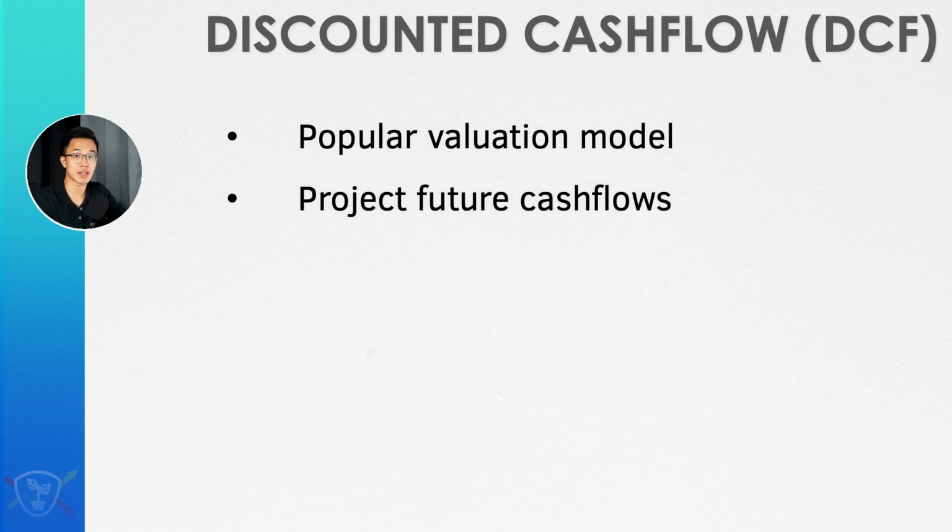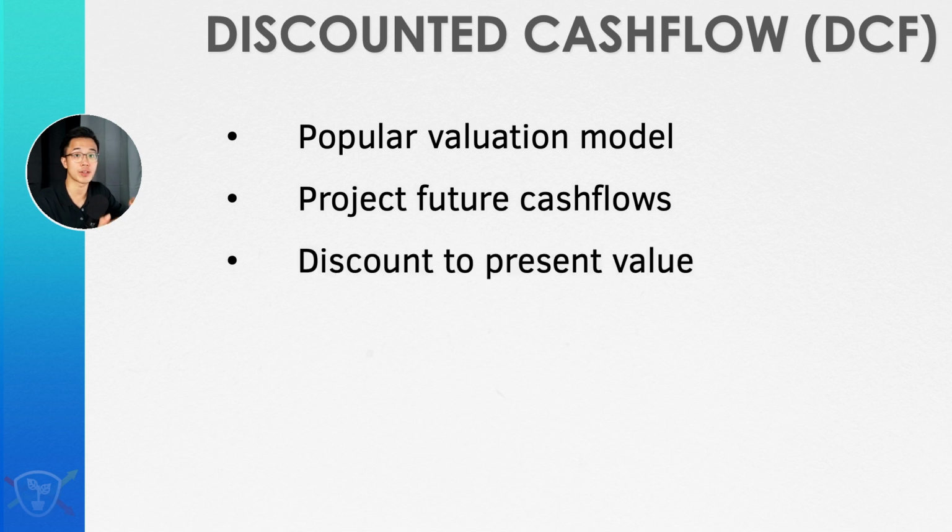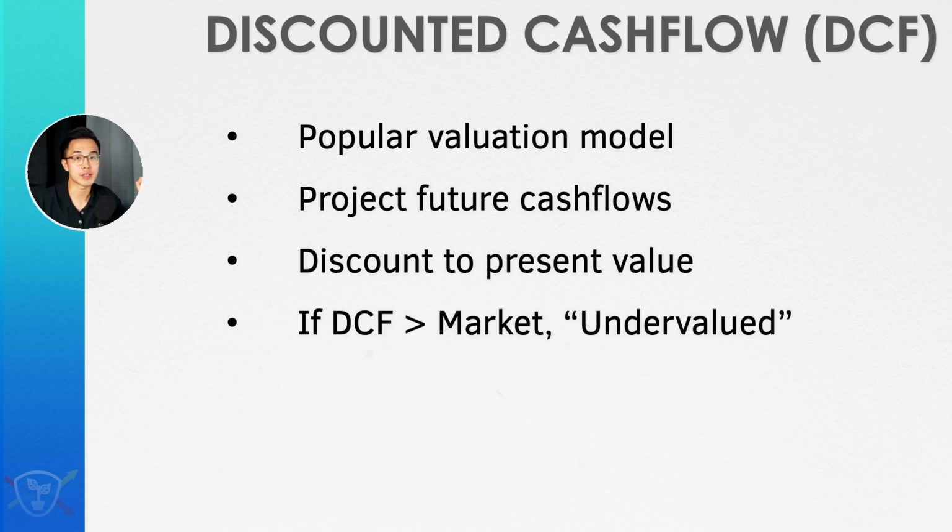And then we take these numbers, these projections of future cash flows, and we convert them into a number that tells us its value today. So this gives us a basis to compare with what the stock is trading for in the market today. The idea here is that if the DCF value is higher than the current market price, then there's a possibility that the market has undervalued this particular stock, this particular company, and maybe it's actually worth more than what it's trading for in the market right now.